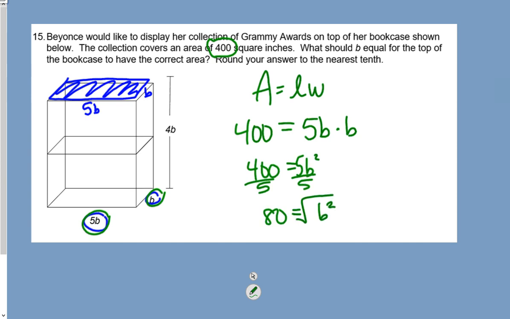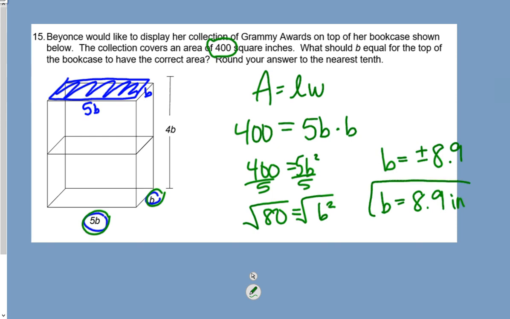Then I'm going to square root both sides. This is obviously going to be a decimal because 80 is not a perfect square. So b would equal plus or minus, let's see here, square root of 80, 8.94, so I'm just going to leave it at 8.9. And again, we're talking about a distance here, a length, so we don't want to deal with the negative. We want to just go ahead and write the positive, 8.9 inches. That's what b would have to equal.